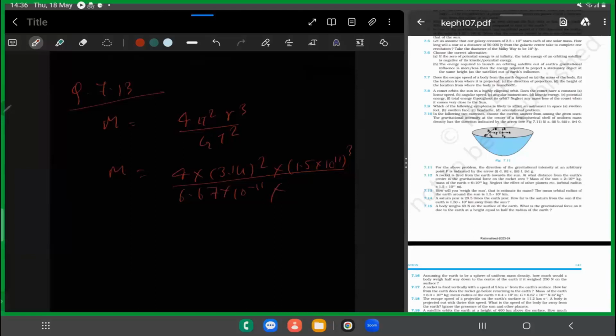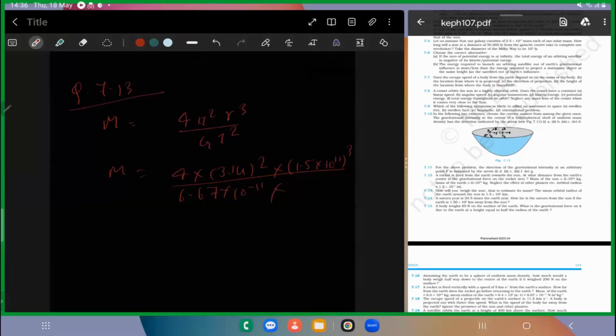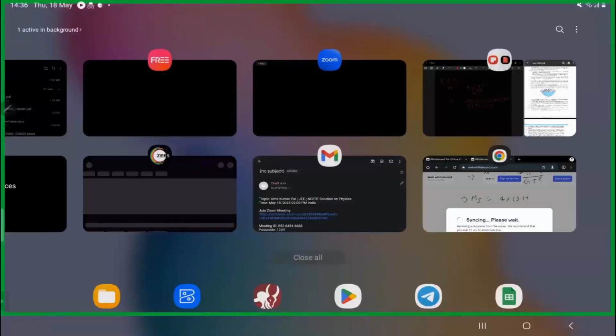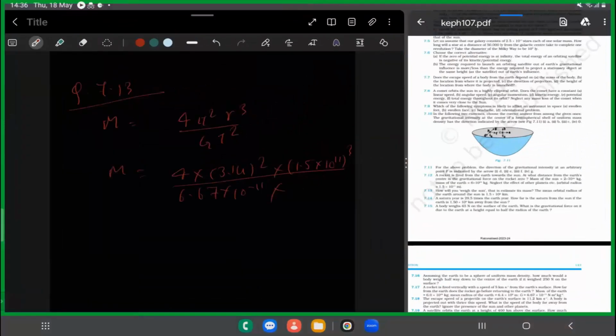The important thing to understand here is what T is. T is basically the time period of revolution of the earth around the sun, because we are considering the earth and sun system. So T equals 1 year, which equals 365.25 into 24 into 60 into 60 seconds. This is the value of T. This is an important thing to understand, because if we are considering a system of two bodies, then the time period is basically the time period of revolution of the planet around the central body.